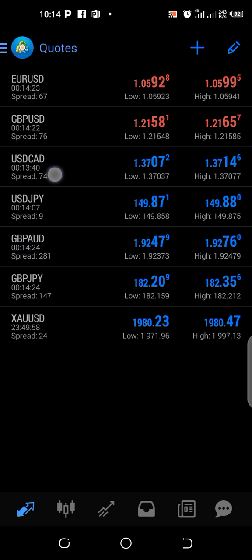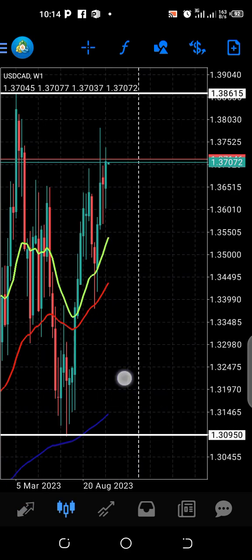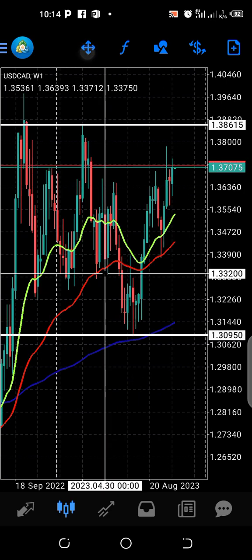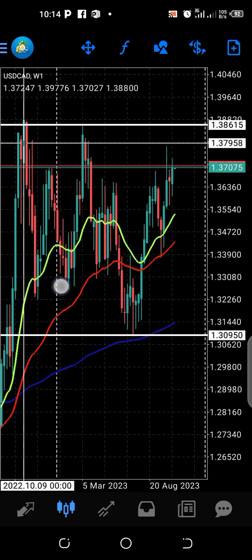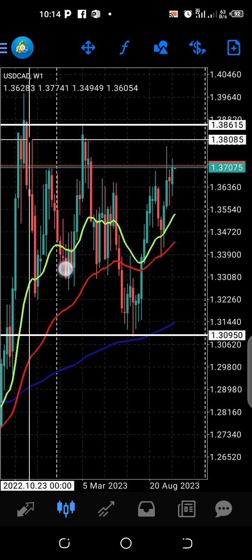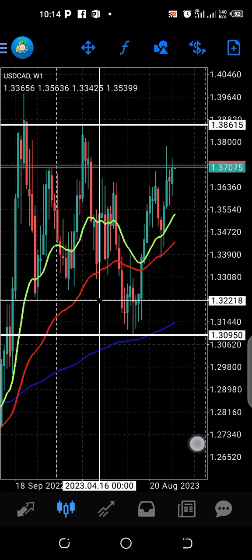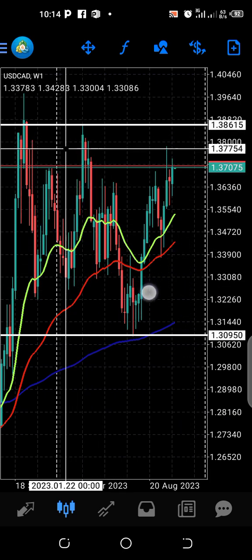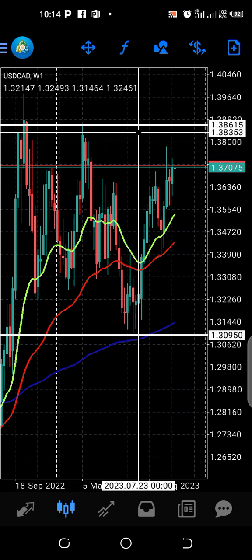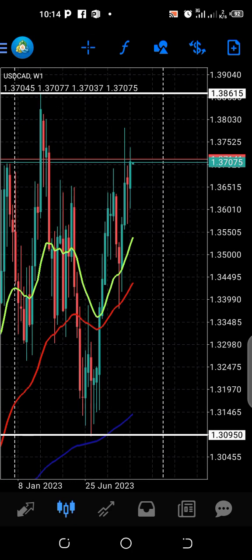So moving on to USD CAD, the weekly time frame. This is still a very nice bullish engulfing, though it's at a resistance level, a very strong one, as you can see initially. The market came to this level and went all the way back down. Same thing here, it came back down, but it's going to reach this 1.386 before any reversal.